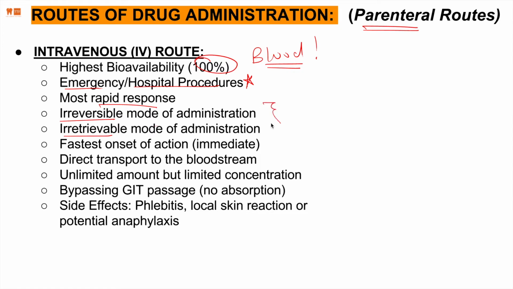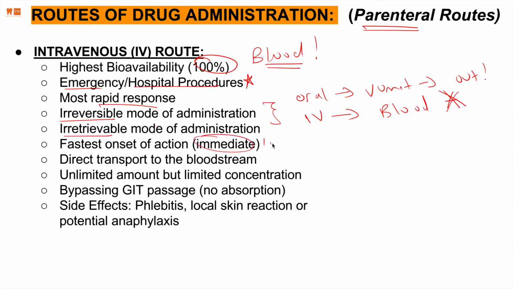Remember that oral, if you took any drugs through oral, we can induce vomiting, and now we have the drug out, right? However, in IV, once it goes into blood, that's it. There is no other out. It's the fastest onset. It's immediate, almost 1 minute to the maximum. Direct transport to the bloodstream, unlimited amount, but limited concentration.